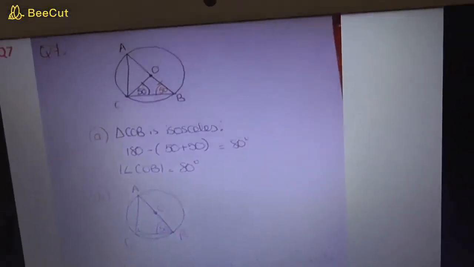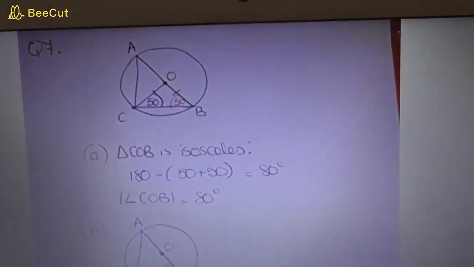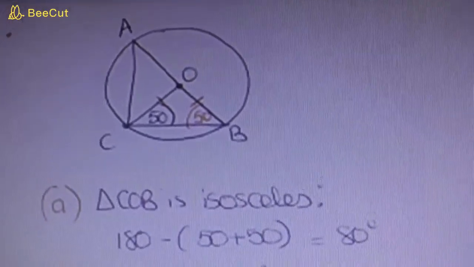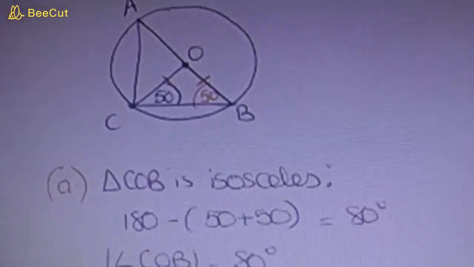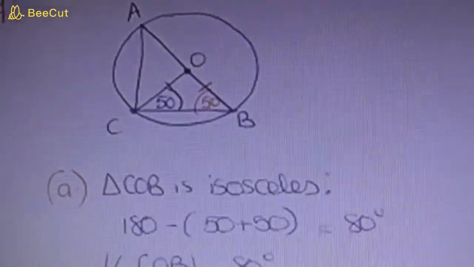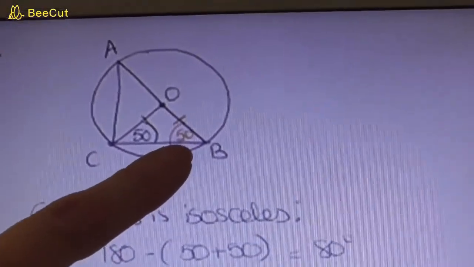Question 7. I want to find angle COB. So there's your diagram. Triangle COB is isosceles. Why? Because CO, the length of CO is equal to the length of OB because they're both radii. If I know that that's 50 degrees there, well then this is obviously 50 degrees.